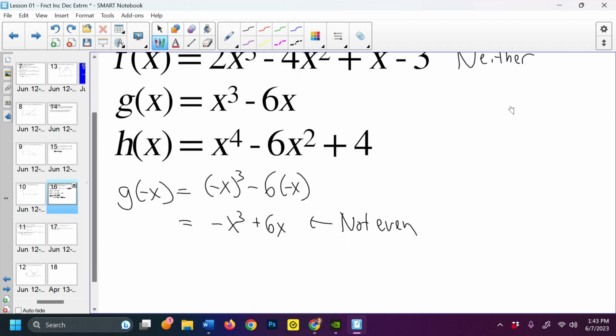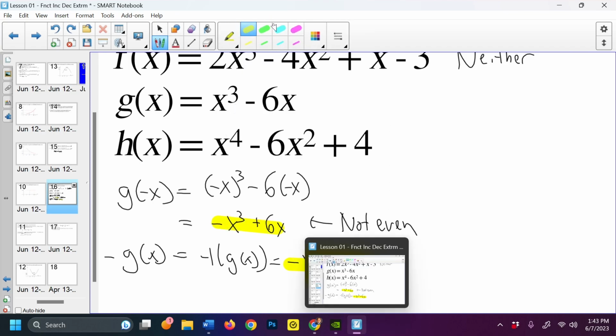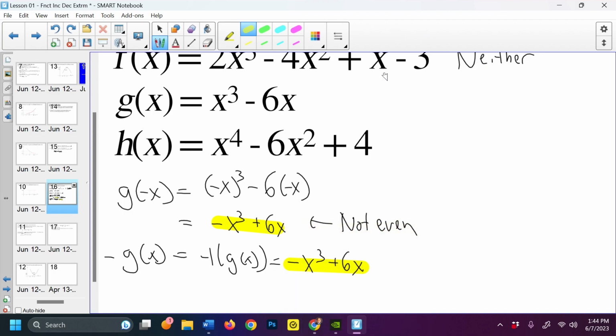Alright, and so the next thing I want to do is I'm going to make negative g of x. Well, negative g of x is just negative 1 times g of x, which in this case, I get a negative x to the third, and then I go negative 1 times negative 6x. That'll give me positive 6x. And this thing and this thing, they do in fact match. We can see right there that they are the same thing. So this function, because g of negative x and negative g of x are equal, then this ends up being an odd function.